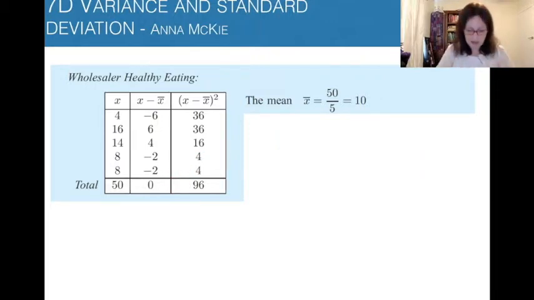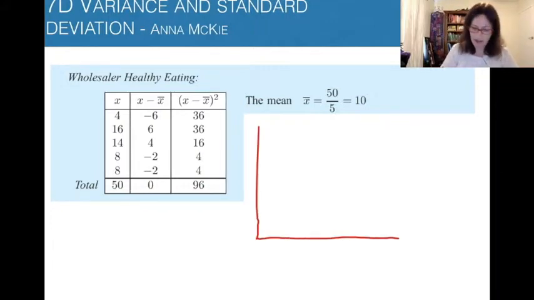All right, now I want to create a bit of a visual for you. So, a bit of a graph here. You don't have to draw this, I just want you to try and understand it.